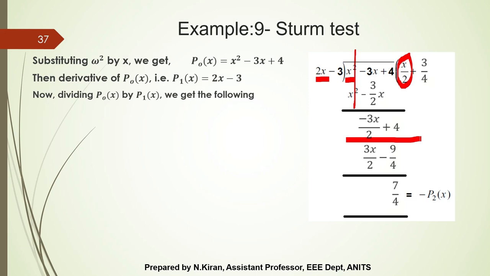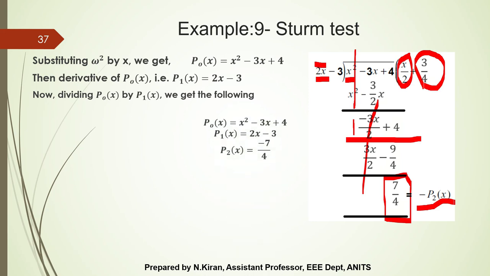Okay, so here again I have to multiply. I have 2x here, isn't it? But I need minus 3x by 2 here. So that is why I have to multiply by 3 by 4, which will cancel the first term and give me the remainder as 7 by 4. This I have indicated as minus P2 of x. So we know the values of P0 of x, P1 of x and P2 of x.